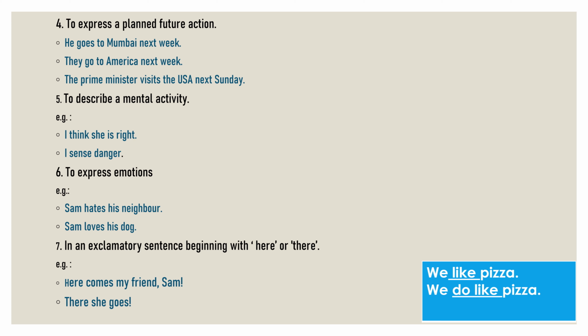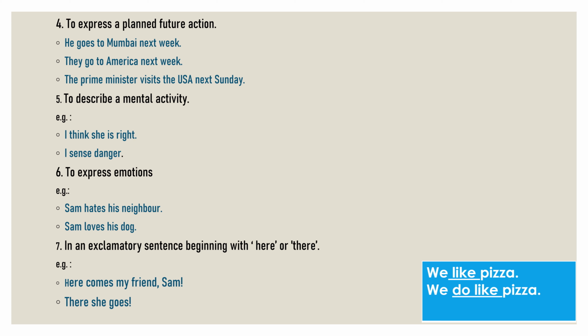We can use it to express a planned future action, like he goes to Mumbai next week. They go to America next week. The Prime Minister visits the USA next Sunday. To describe a mental activity. Examples: I think she is right. I sense danger. Or I remember your name. To express emotions: Sam hates his neighbor. Sam loves his dog. Or in an exclamatory sentence beginning with here or there. Examples: here comes my friend Sam. There she goes.